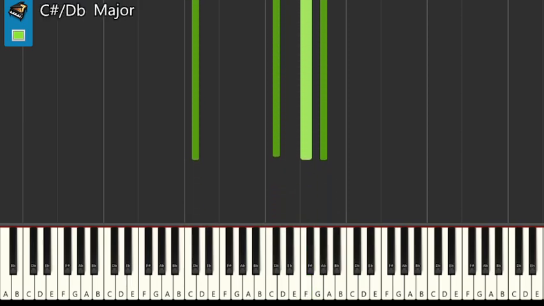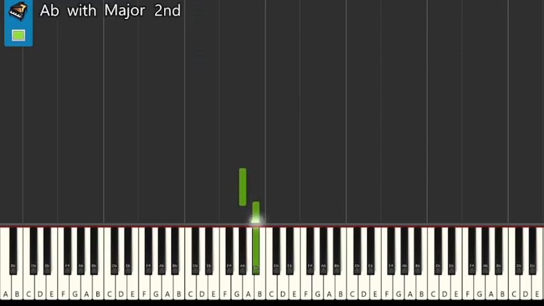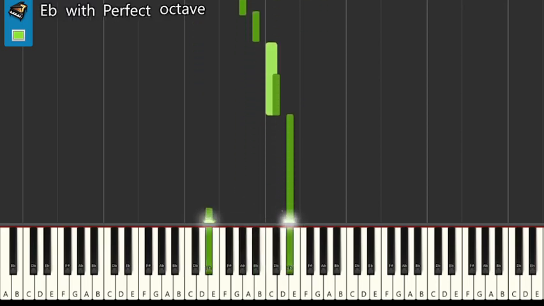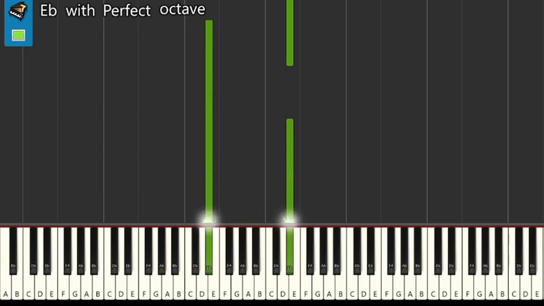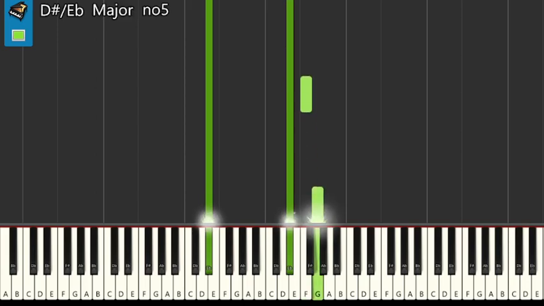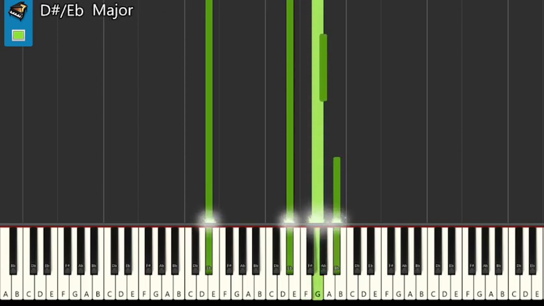Now we're going to do the same thing for the 5 chord. 1, 2, 3, 4, 5. You're going to start on the 5. You're going to play it. Skip the next note, which is a 6. Play the 7. Then you're going to skip the 1. Play the 2. So 5, 7, 2.